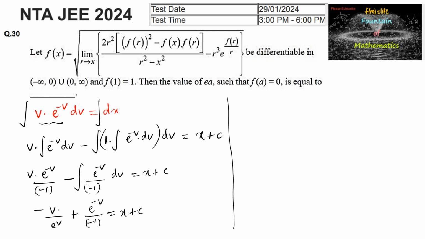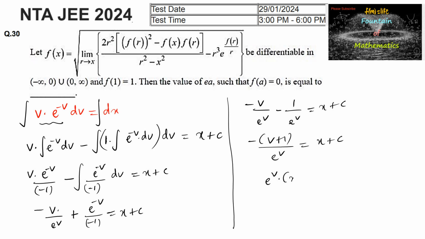So further we can write it as minus v upon e power v minus 1 upon e to the power v is equal to x plus c, or minus of v plus 1 divided by e power v is equal to x plus c, or we can write e power v into x plus c is equal to minus of v plus 1, or v plus 1 plus e to the power v of x plus c is equal to 0 is the equation.